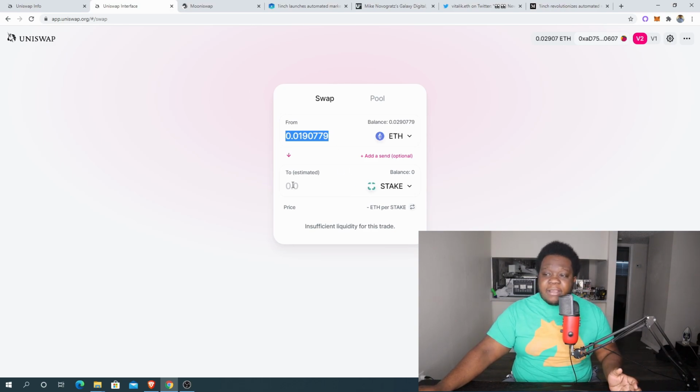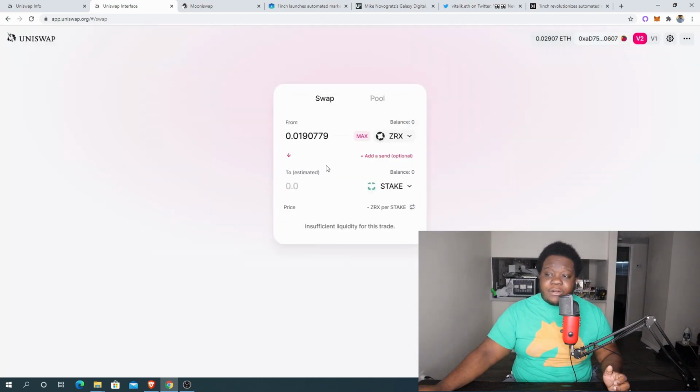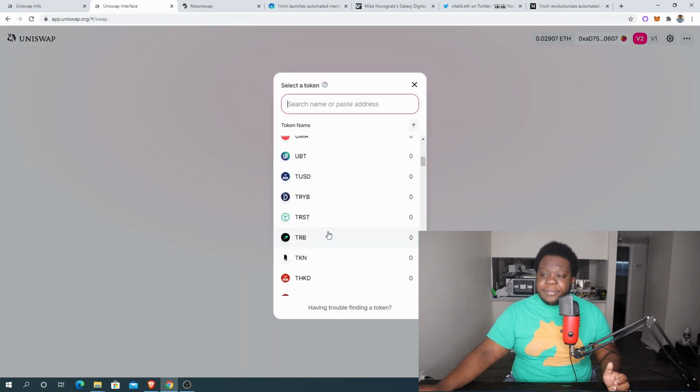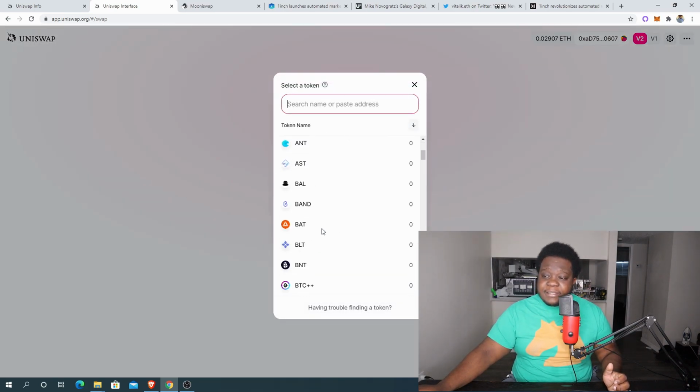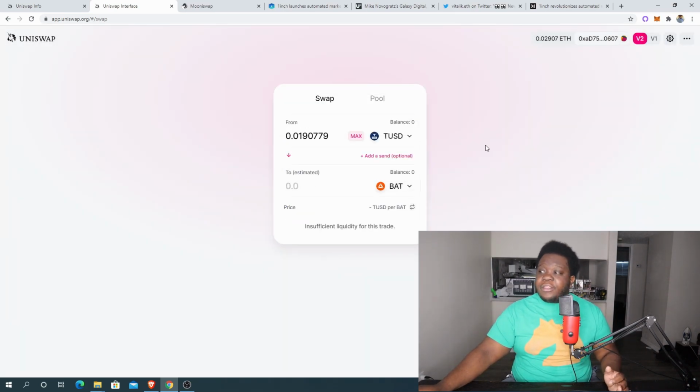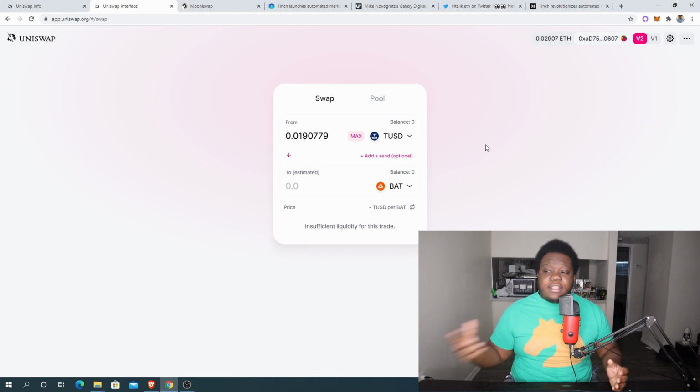You'd connect, and it'll tell you the amount of whatever coin you're gonna get. And granted, you can do this with any coin that you have. Say if you had some 0x, you could take the 0x and flip it to stake. You could have TrueUSD and flip it to BAT. You can pretty much do this with any ERC token, as long as it has some liquidity.